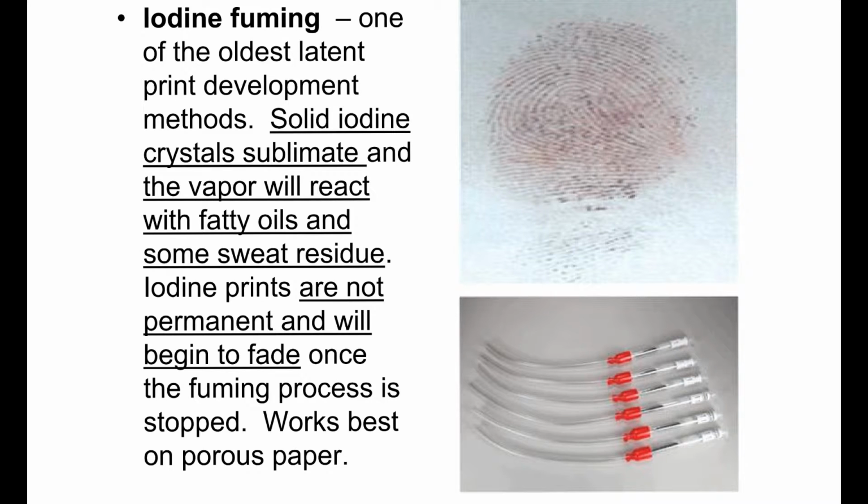One of the downfalls to iodine fuming is the fact that this is not permanent. All of our other methods that we talked about, once you've done it, you have that print forever, or at least you can see what it visualizes forever. With iodine fuming, it goes away after a while. It'll start to fade. So one of the first things that we do once we've developed a print using iodine is we'll take a picture of it so that you have that record. This particular method works best if it's a porous type material, so paper really.